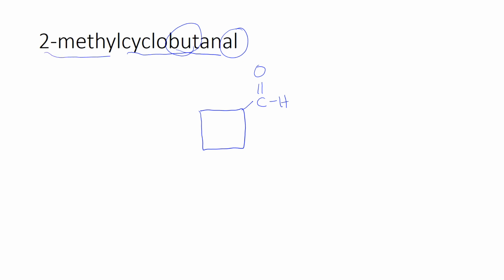Now I need to add my 2-methyl group. So I can either count in any direction. I can count in this direction or I can count in that direction. It doesn't matter. Off of the second carbon, I'm going to put my methyl group. So this is 2-methylcyclobutanal.